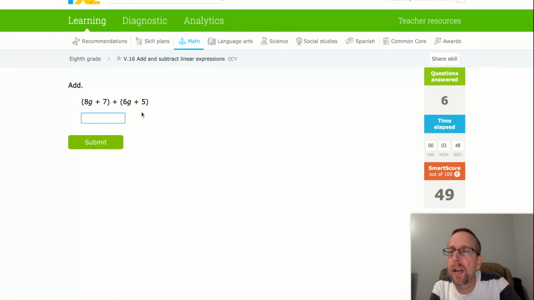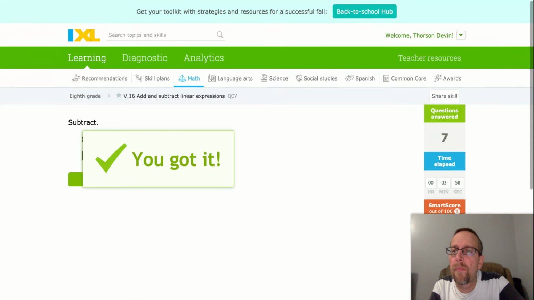Here again, we're just adding. I like it when it's addition because we can just ignore the parentheses. 8g plus 6g is 14g, plus 7 plus 5 is 12.